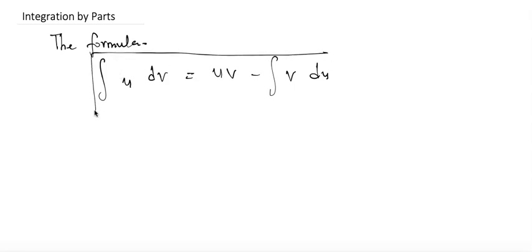The formula for integration by parts is the integration of u dv equals uv minus the integration of v du. Okay, so this formula you have to remember. Now, what is u, what is v, and what is dv? Well, as I mentioned before, integration by parts actually comes from the product rule.